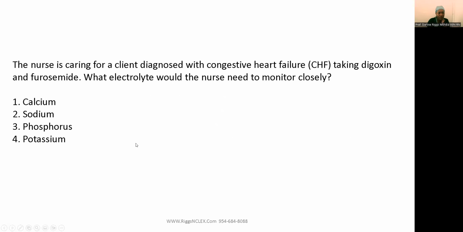Try this one for me. And you're gonna get it right. I'm not gonna lead you this time. So a nurse is caring for a client diagnosed with CHF. And they're on digoxin and furosemide. What electrolyte would the nurse need to monitor closely?